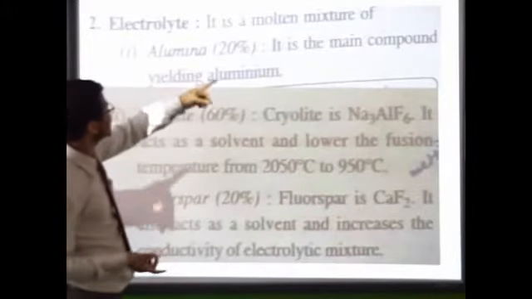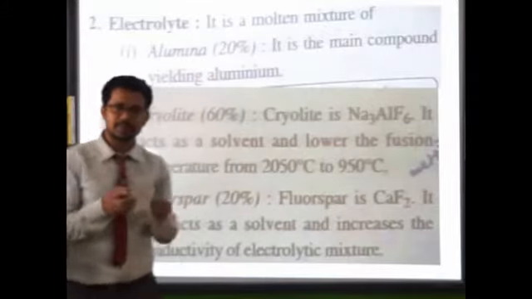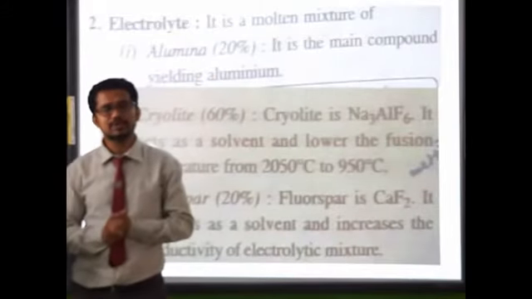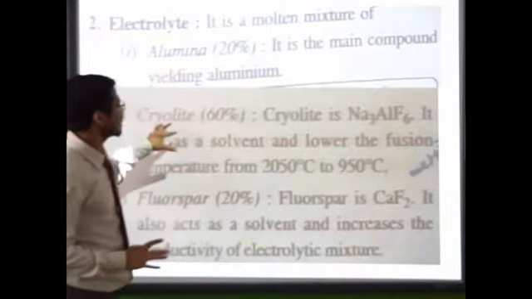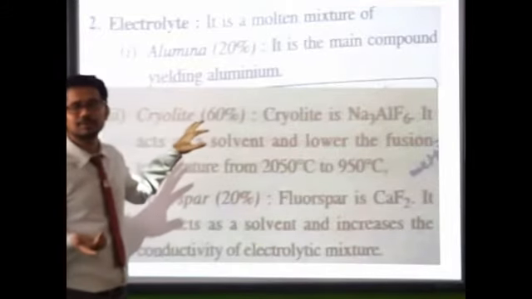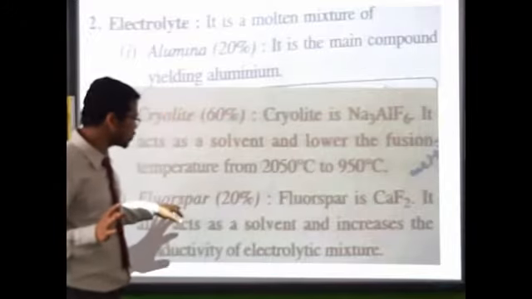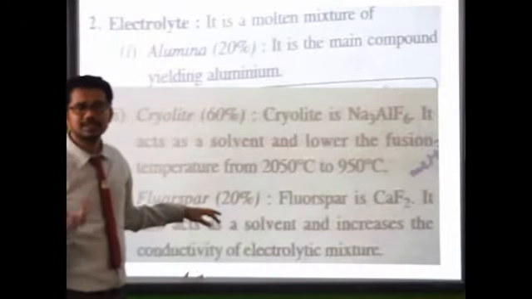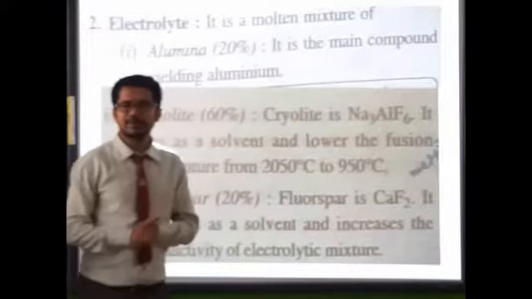So it is the main compound yielding aluminium. Out of these three components, from which are we going to get aluminium? From alumina. And why are we adding cryolite? In order to reduce the fusion temperature of alumina. And why are we adding fluorspar? Because it increases conductivity.